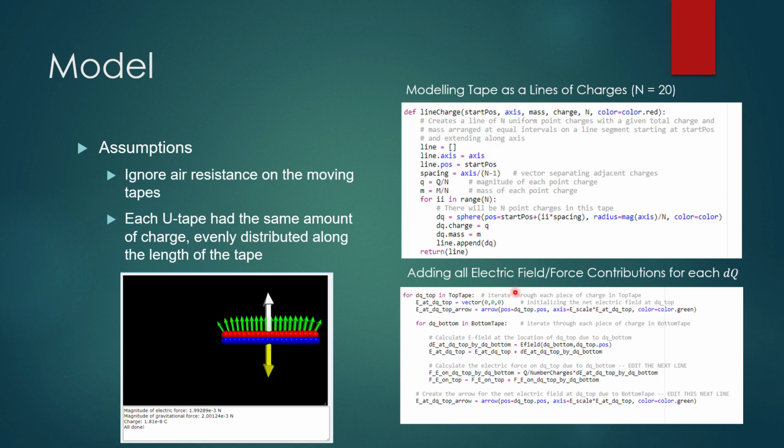This function sums up the electric field and force contributions for each delta q on each particle of the top tape. And these net electric fields can be seen by the green arrows. And the white arrow is the net electric force on the top tape, and the yellow arrow is the net gravitational force. And we find that the charge is 1.81 times 10 to the -8 coulombs, which is very similar to the 1.72 times 10 to the -8 coulombs we found through the analytical integration.